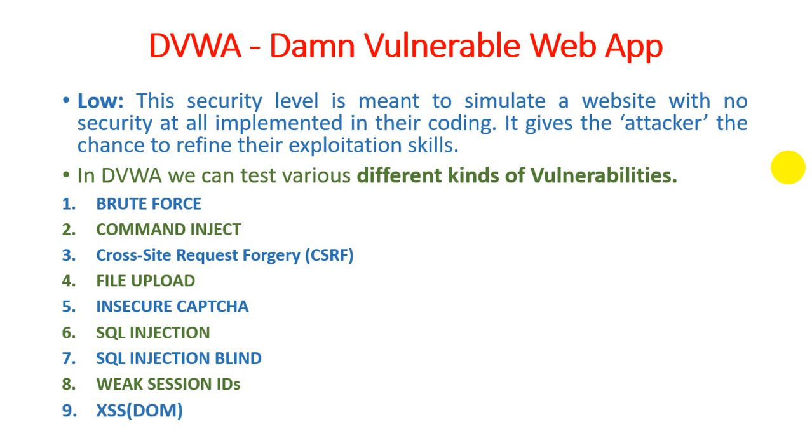And the last one is known as DOM. It is the document object model, which provides all the different events implemented by developers with the help of JavaScript. So all these mentioned nine different points can be tested for different kinds of vulnerability through the DVWA vulnerable application.